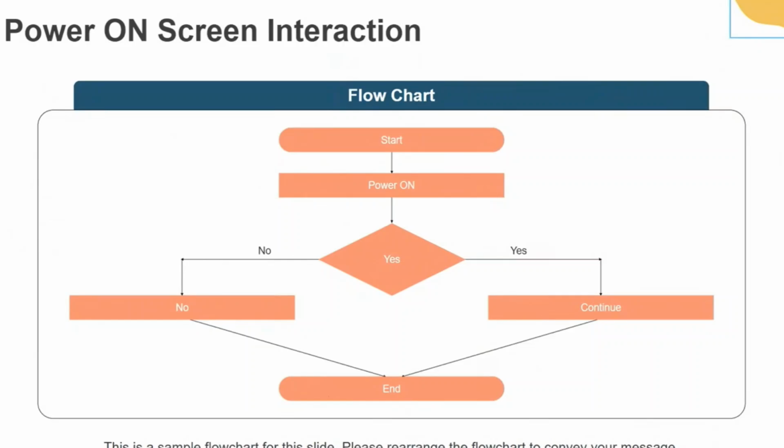This is the flowchart of power on screen. If you start while the power is on, it will start. If yes, it will continue and end. If no, it will go out of the loop and end. This is the power on screen interaction.